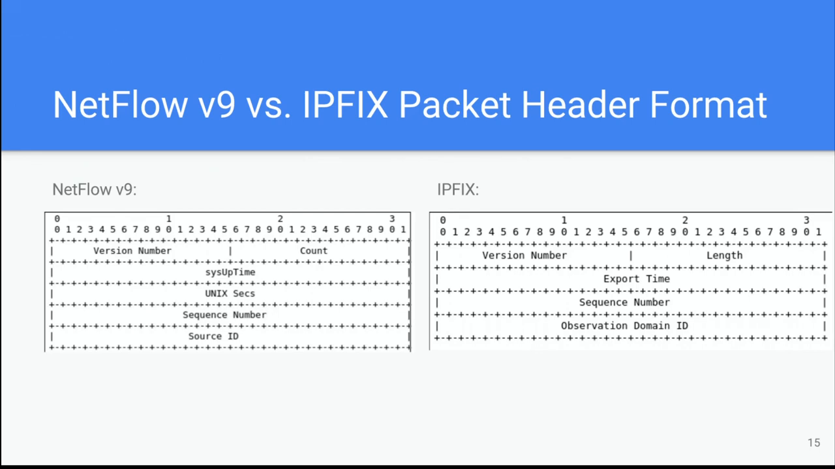All these fields have actually been renamed. The interpretation of count and length are a bit different. Count means how many records do I have. Length really means how many bytes do I have after this field. Sys uptime just got removed from IPFix. It's not there anymore, seemingly because nobody needs it, as I said. Unix seconds is export time. Sequence number is the same. Source ID just got renamed into observation domain ID. It's all the same.